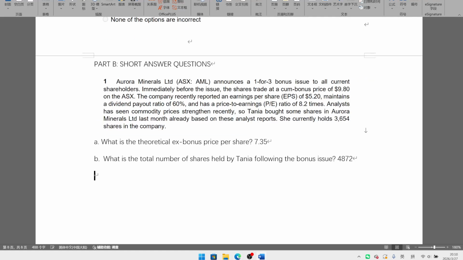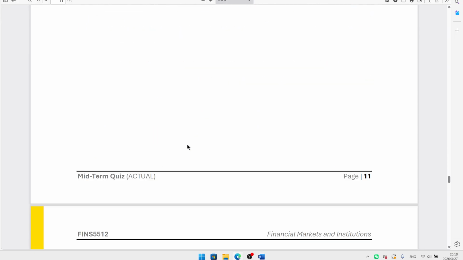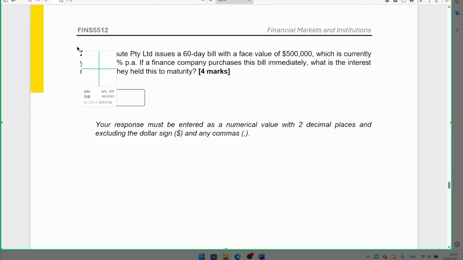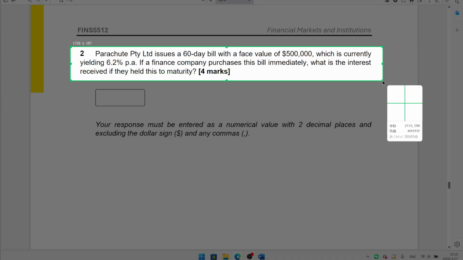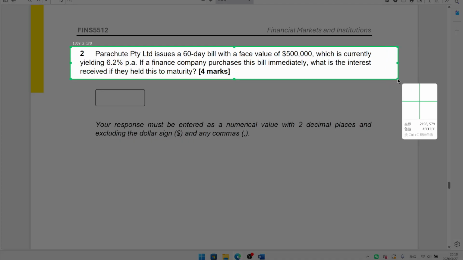The next one is question 4. It looks easy. It looks easier than what I thought. So we can follow question 2.